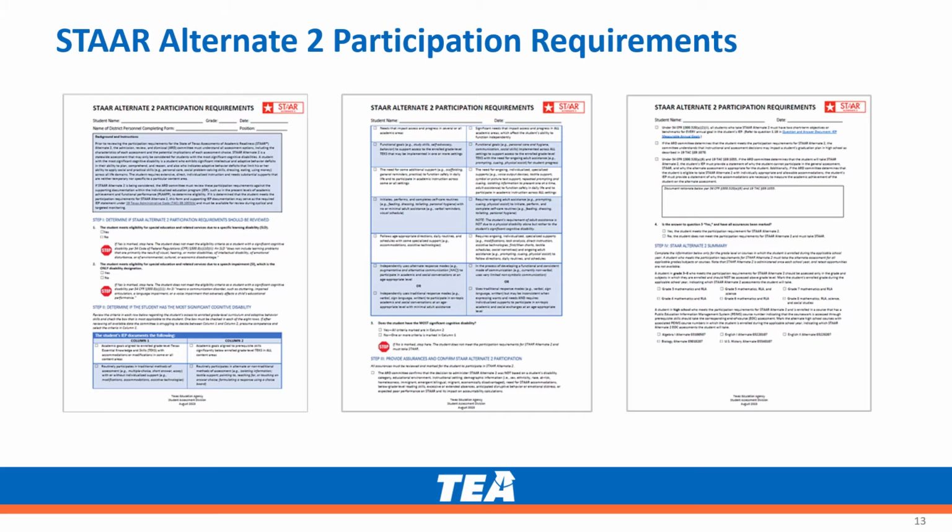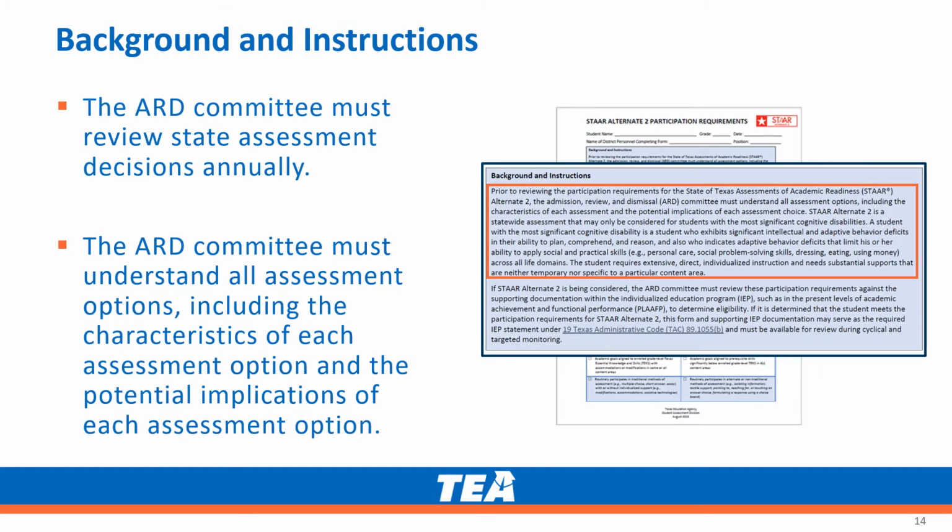Students must meet eligibility to be assessed with STAAR Alternate 2. When making student assessment decisions, ARD committees review the STAAR Alternate 2 participation requirements located on the STAAR Alternate 2 resources webpage. The ARD committee must review state assessment decisions annually. The ARD committee must understand all assessment options, including the characteristics of each assessment option and the potential implications of each assessment option.